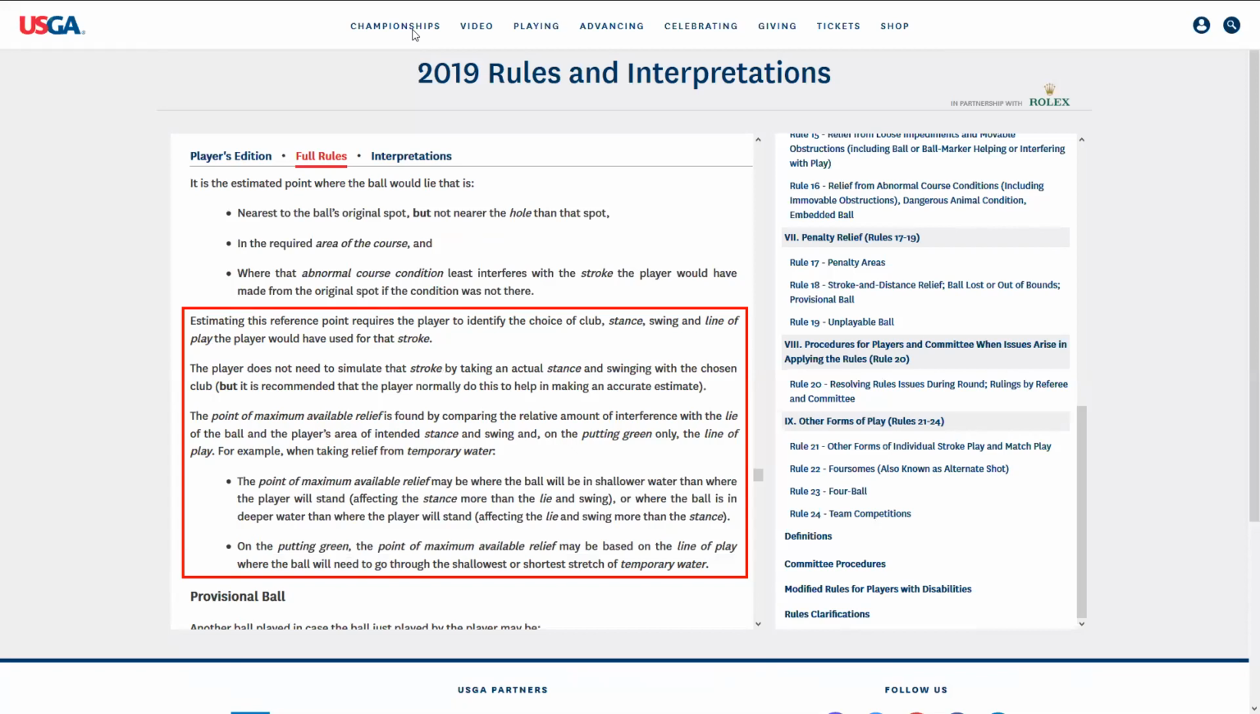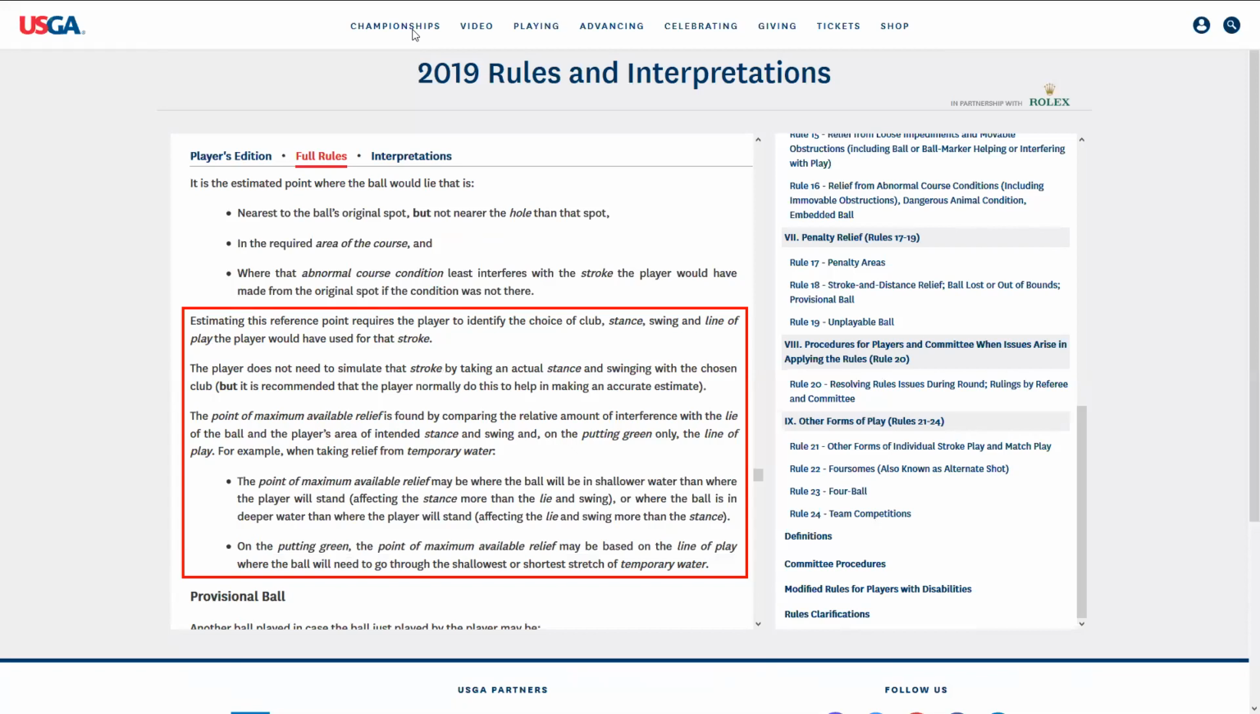So let me give you an example. And that's why I think this rule is so bad. You find the nearest point of relief. There's nothing in the bunker where you can drop where your ball or your stance is not going to be in water. So you find a spot that has an inch of water for the lie and an inch of water for your stance. That's a total of 2 inches. You find another spot that has a half an inch of water for your lie and 2 and a half inches for your stance. That's a total of 3 inches.